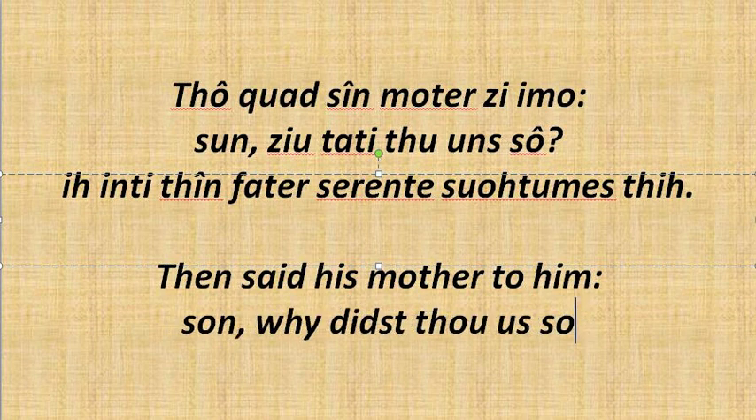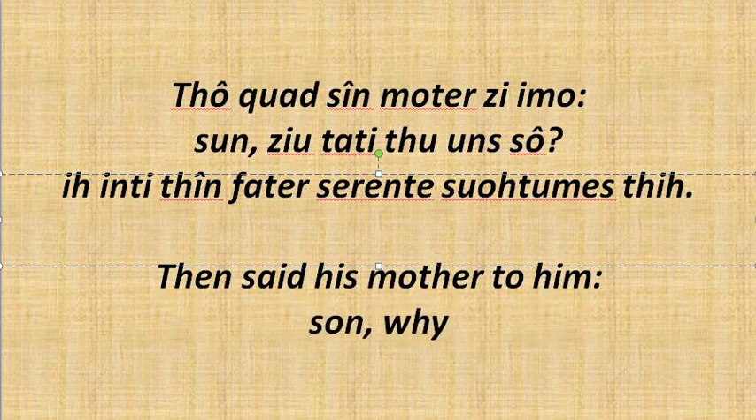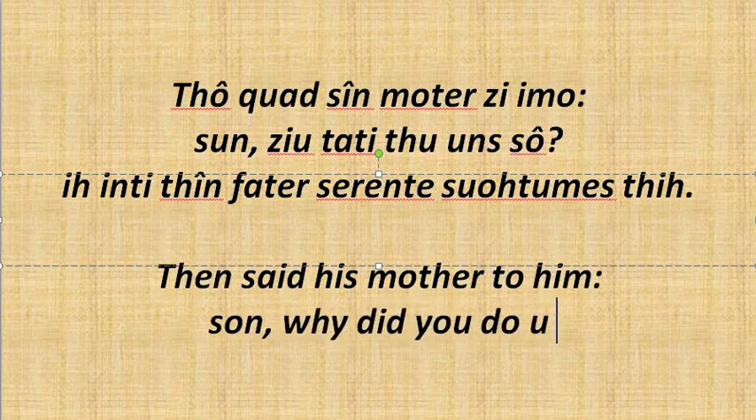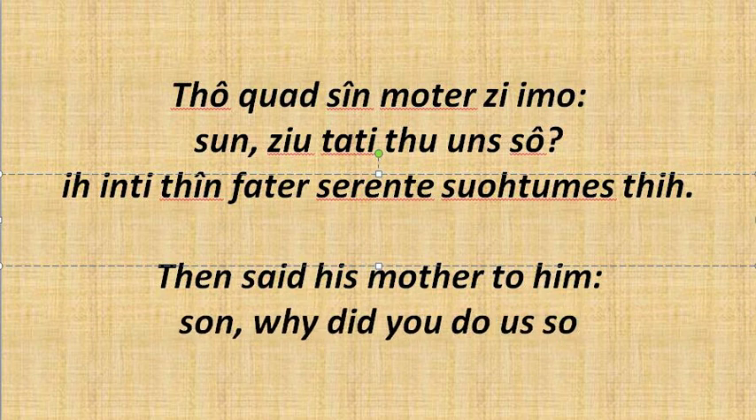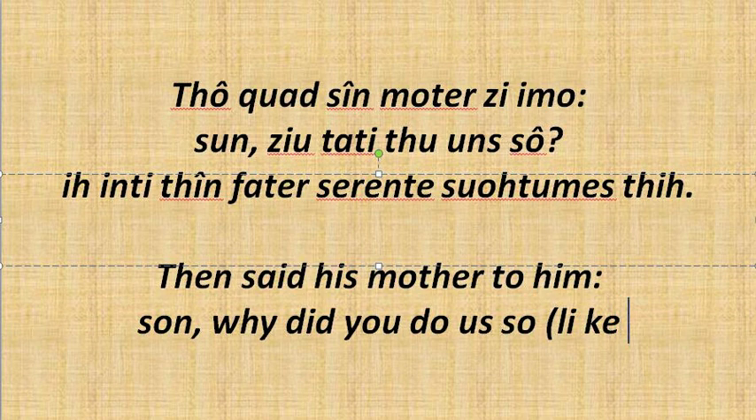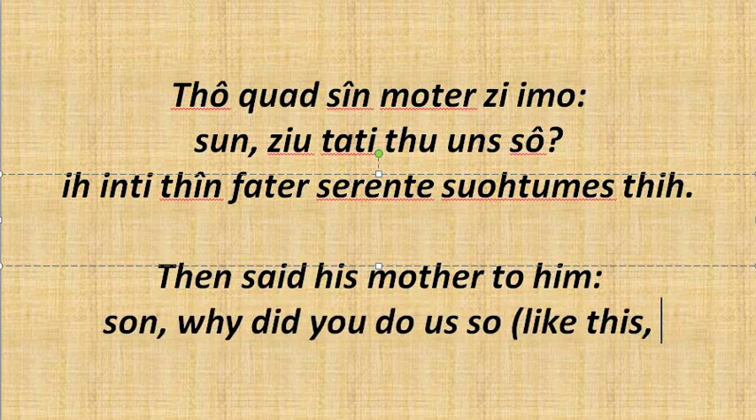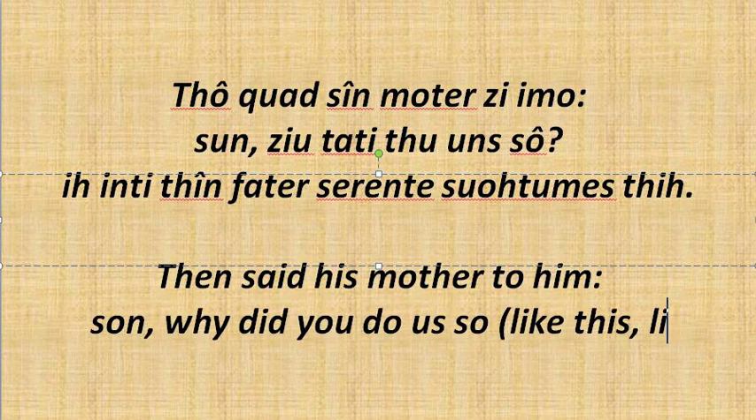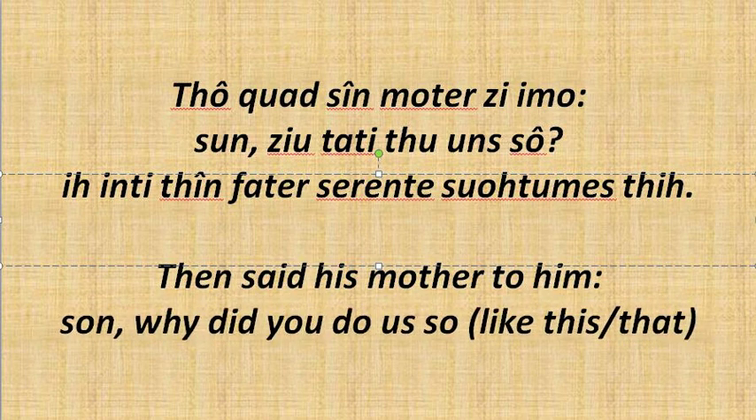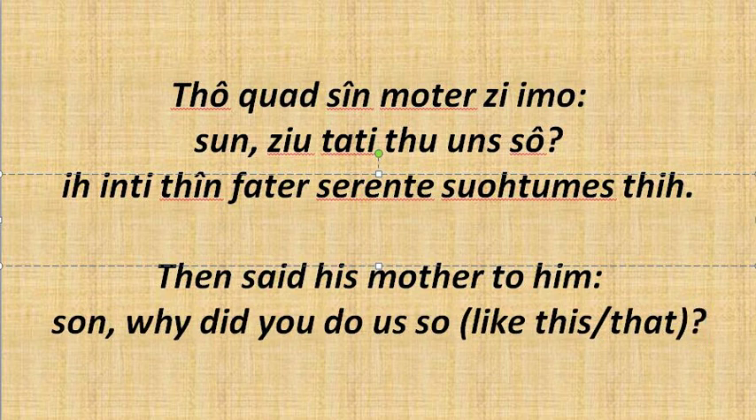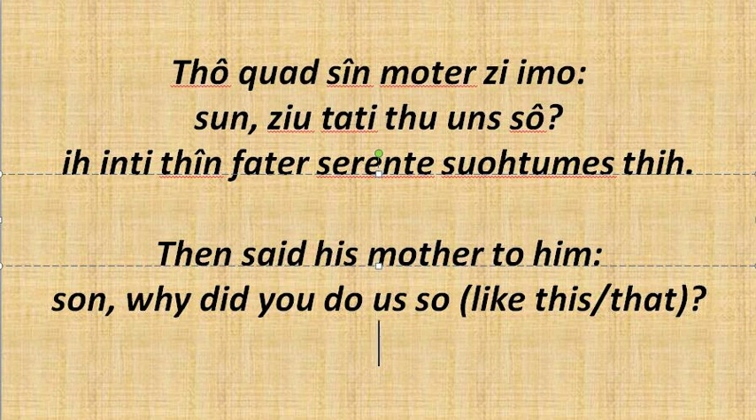Okay, well, how about I translate it a little differently, in more understandable English. So why did you do us so? And in this context, it's like saying like this, like that. So let me just make it more concise. So it's like, son, why did you do us like that? Why did you do to us like that or like this? And then in the third sentence here, there's more after this, by the way.